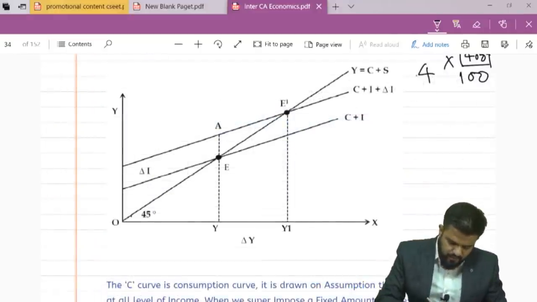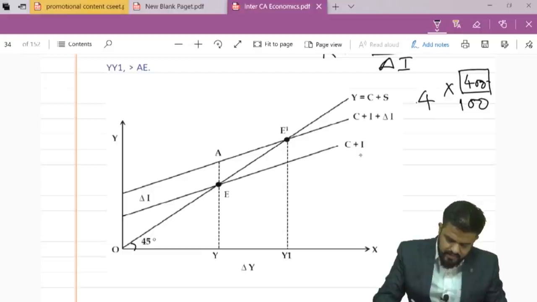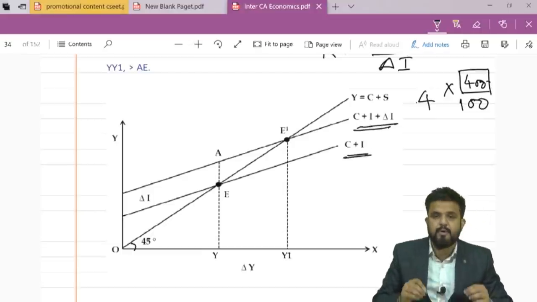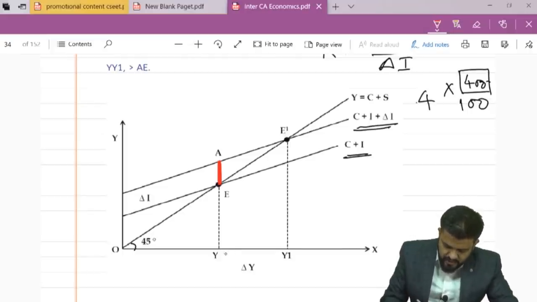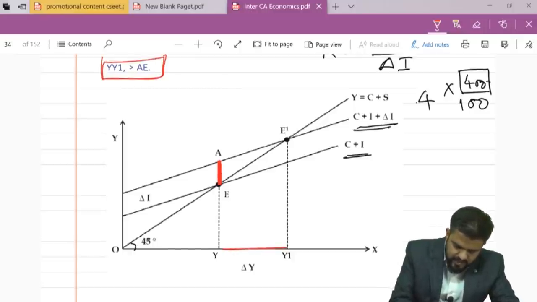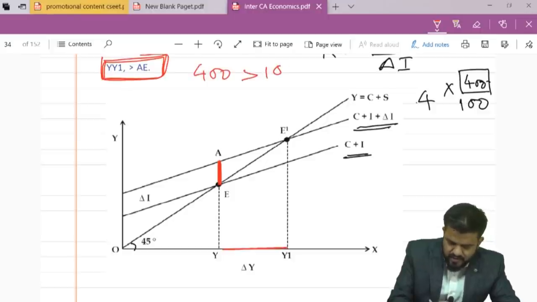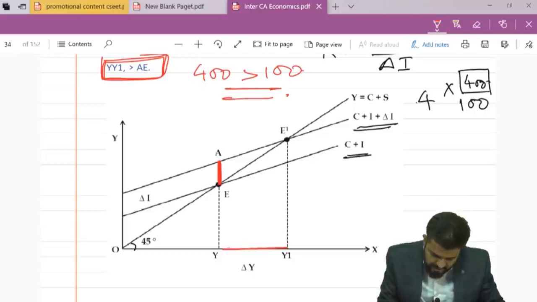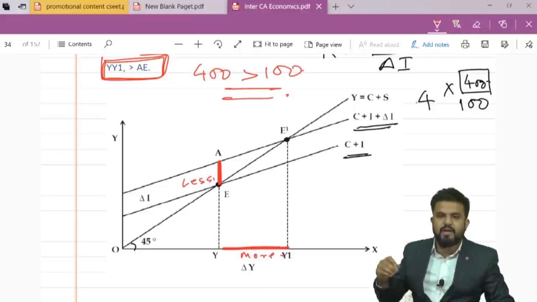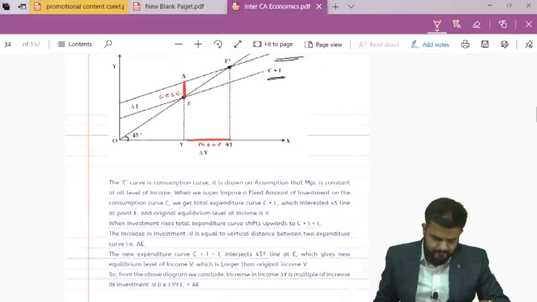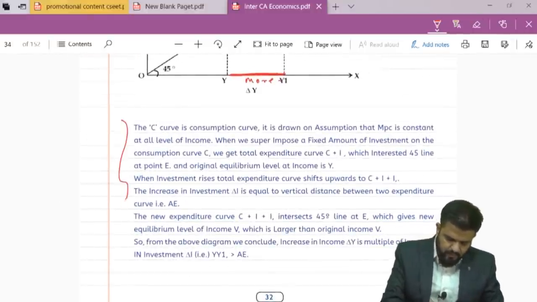Diagram is given. You have the 45 degree income line. Then it is C plus I. Then it is C plus I plus delta I, because what is changing? Investment is increasing. See, investment is increasing by this much, AE level delta I, but national income increases by the Y1 level. So can I say Y1 is greater than AE, that is 400 is greater than 100. So your income gap should be more and this gap should be less, then your diagram will be correct. And below, the explanation of the diagram is given, you can put it in your own words.